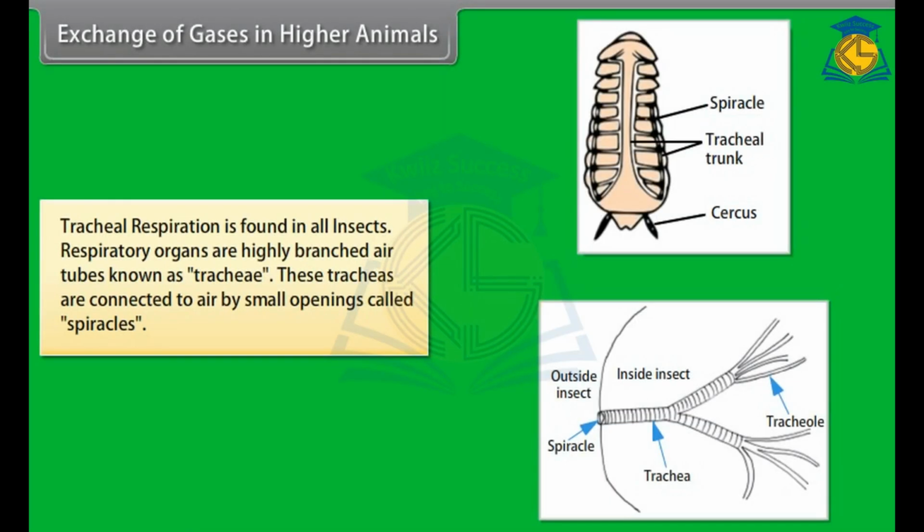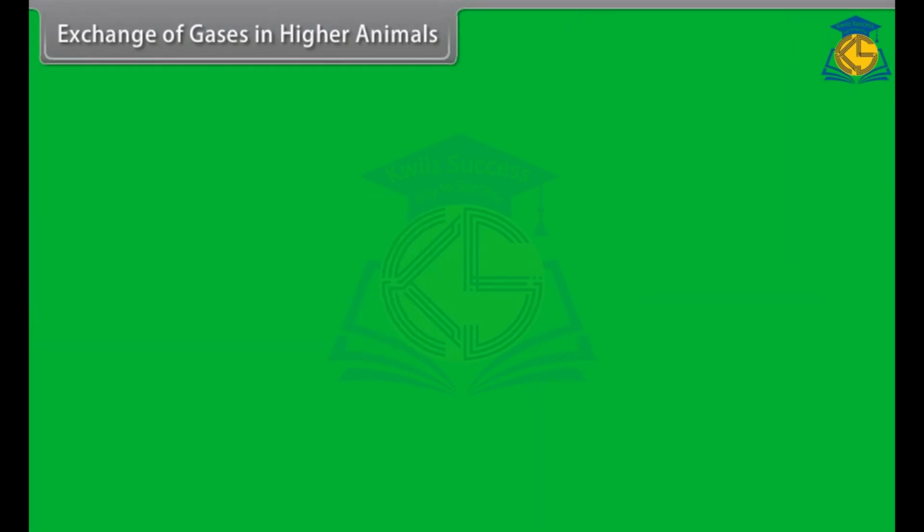Tracheal respiration is found in all insects. Respiratory organs are highly branched air tubes known as trachea. These tracheas are connected to air by small openings called spiracles.